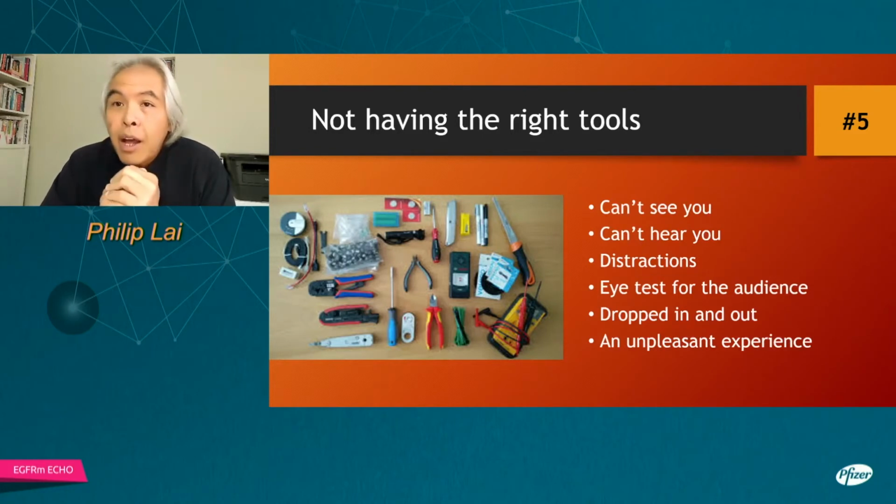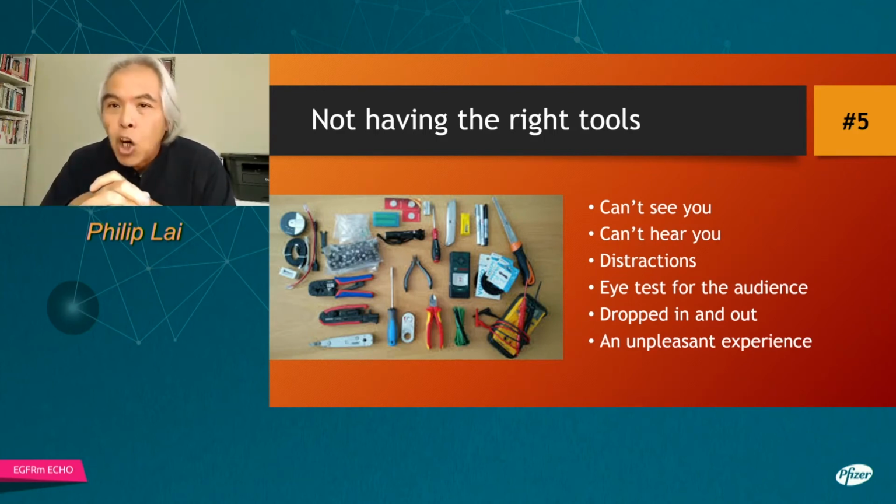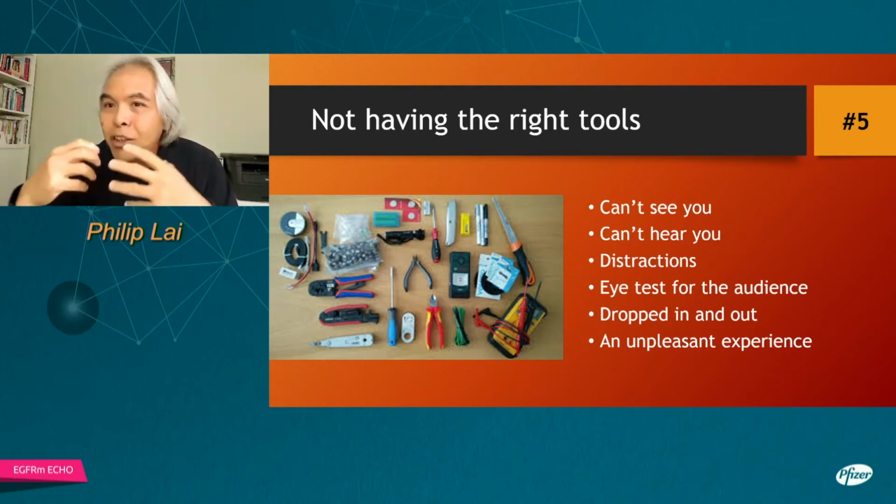Mistake number 5. Basically, it's not having the necessary tools to do your job while you are presenting online. And it basically boils down to your camera. People cannot see you well. People can't hear you. People get distracted.